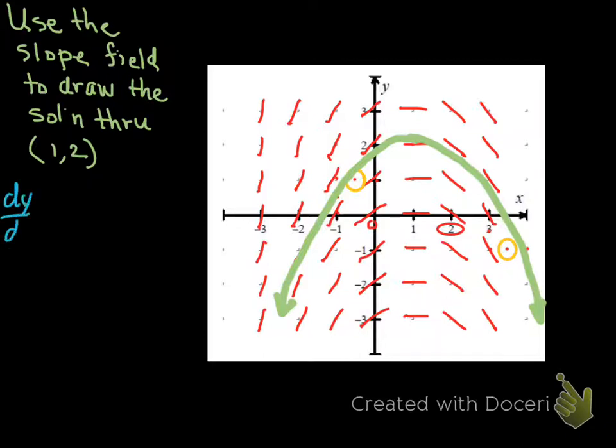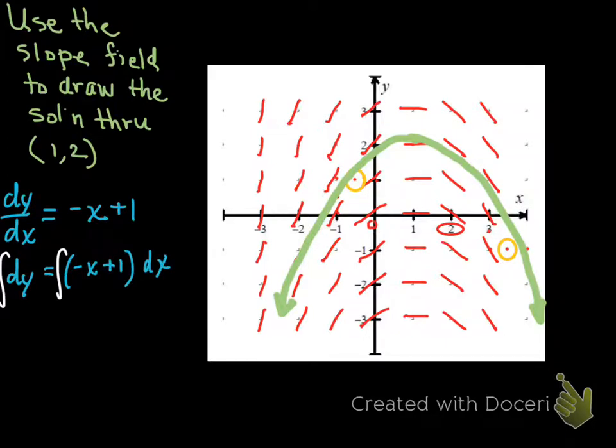Now, you guys have been down this road before, and we have successfully solved these differential equations. Let's see if we can quickly do that here so you can understand how what we just drew corresponds to the solution to the differential equation. So I've got a separable differential equation here. I'm going to get the dx on the right, and then I'm going to integrate both sides. When I integrate the left, I get y equals. When I integrate the right, I get -x squared over 2 plus x plus c.